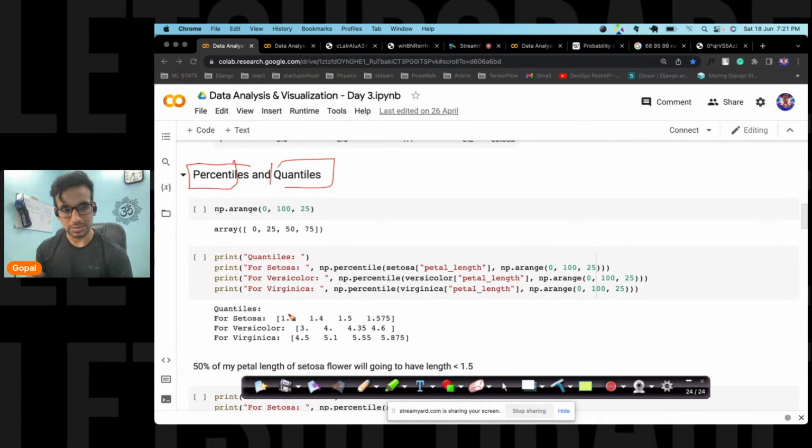So you can see the minimum value we have here is this much. And this is your 25th percentile. I'm just calculating np.percentile here for Setosa, and the range I'm taking is 0 to 100, with a gap of 25. So it will be 0 to 25, 25 to 50, and 50 to 75. So this is what we have here.